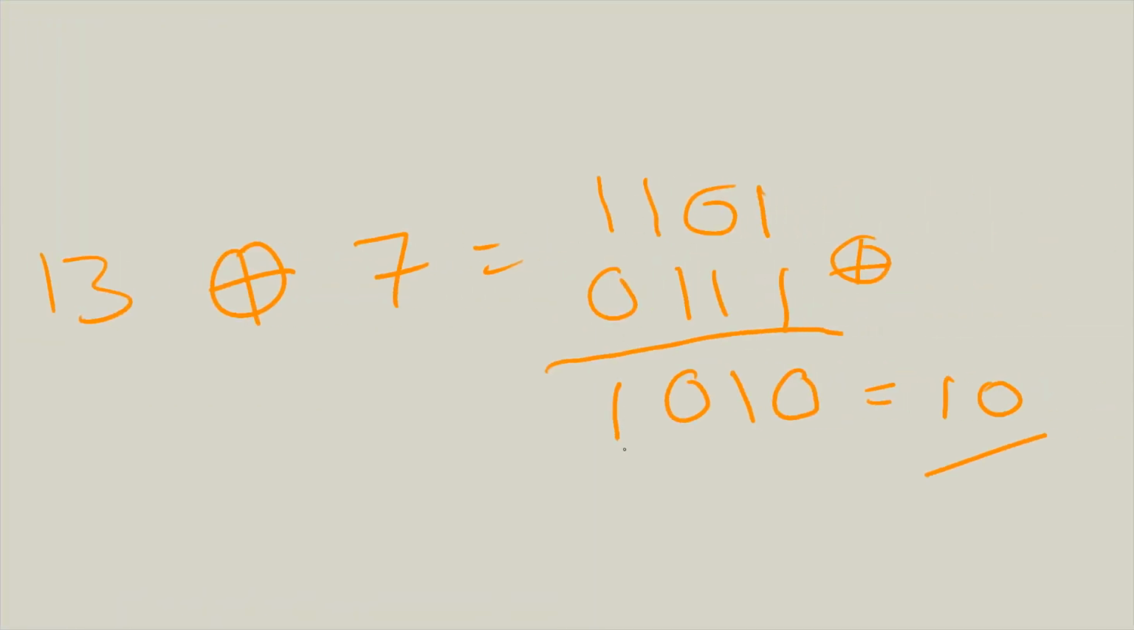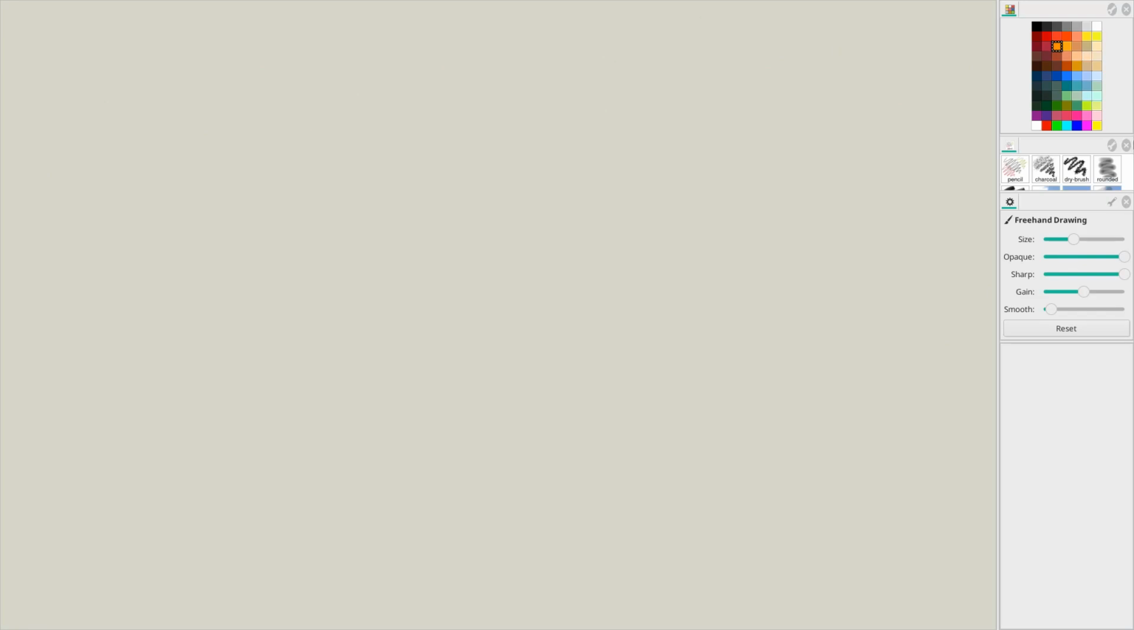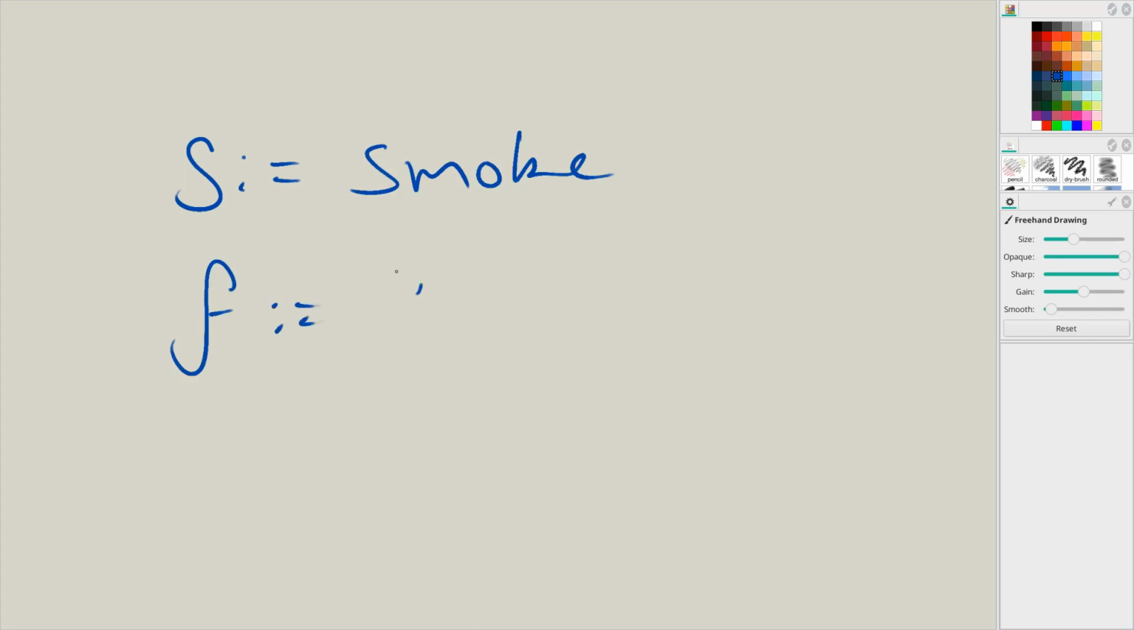So implies is another one, which is saying, let's say you have smoke and fire. I'm going to write smoke. So S denotes smoke, or we've seen smoke. F, we set that to fire.